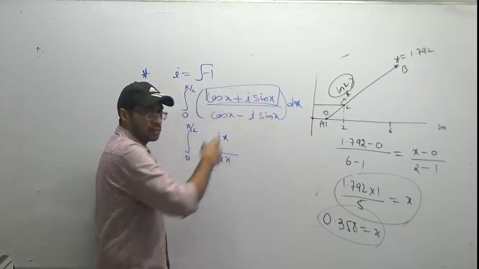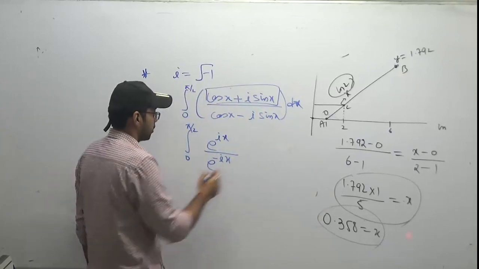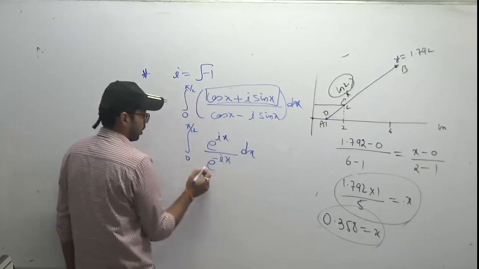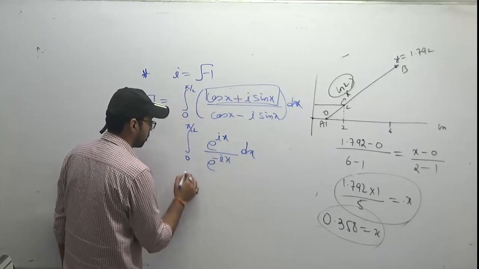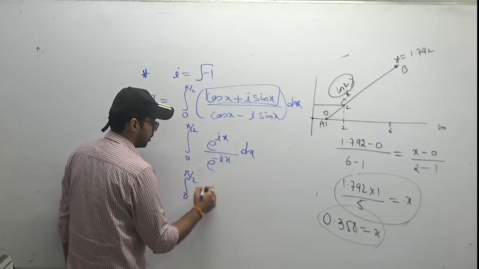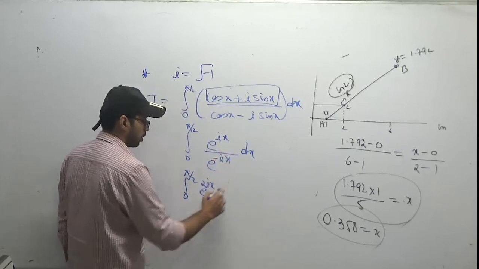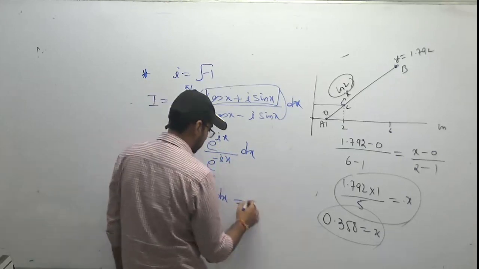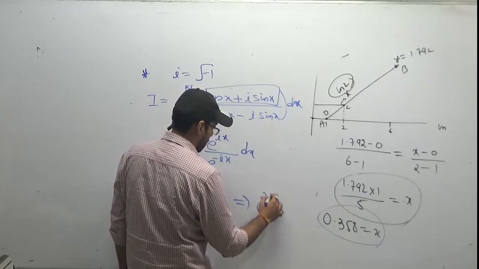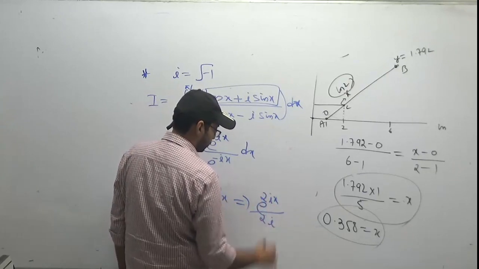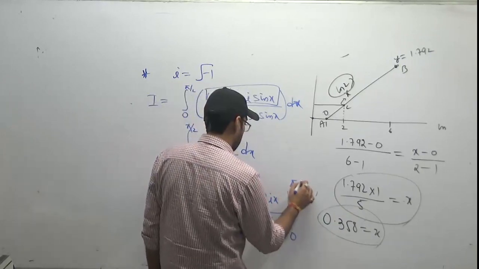See, we have done these things in the class, in the complex number classes, right? So this e raised to the power minus iota x comes in the numerator. You will get from 0 to pi by 2, e raised to the power iota x plus iota x, that is 2 iota x, dx. What is the integration for this one? Integration of e raised to the power 2 iota x is e raised to the power 2 iota x divided by 2 iota, from 0 to pi by 2.